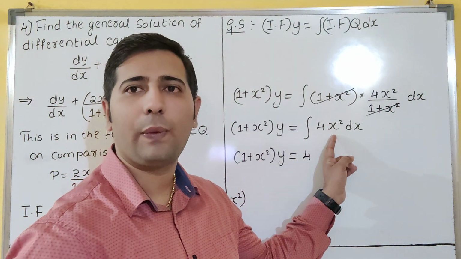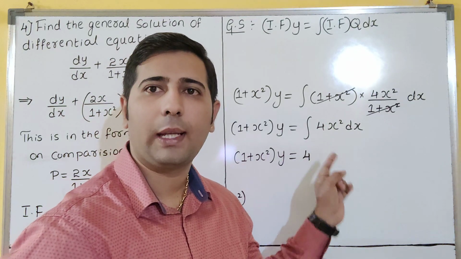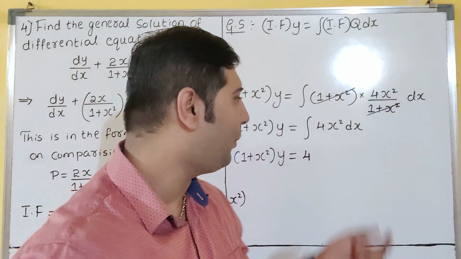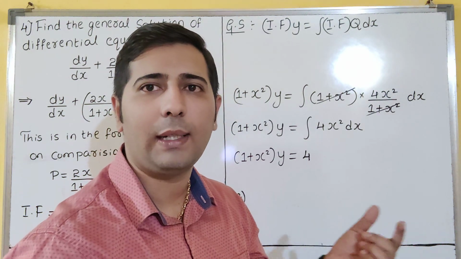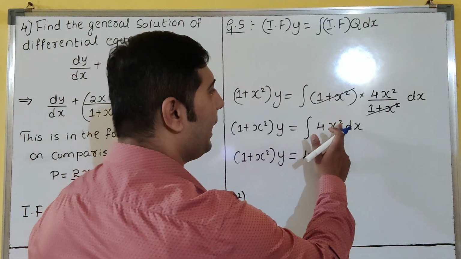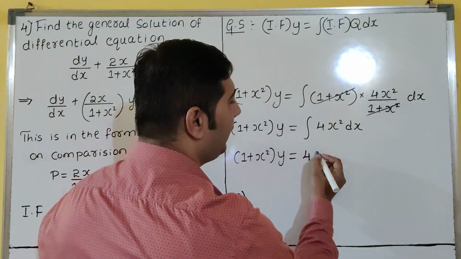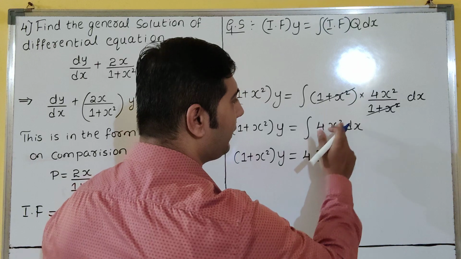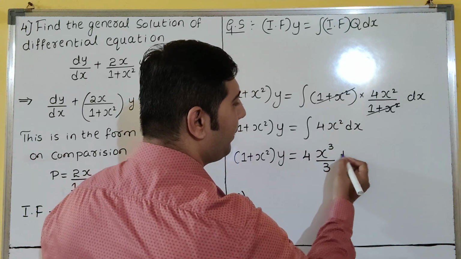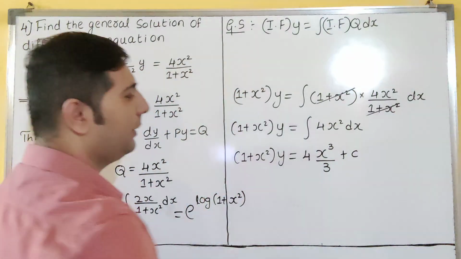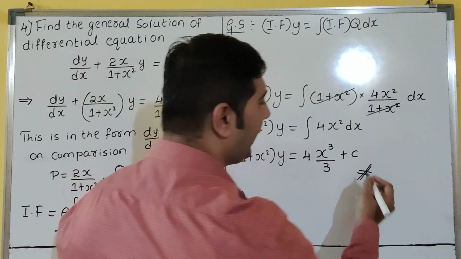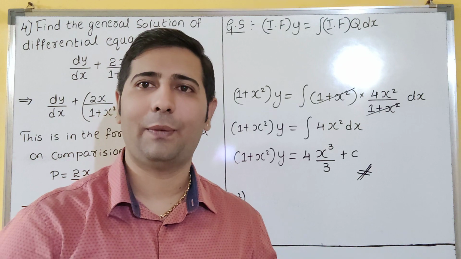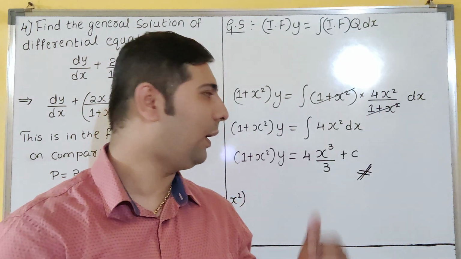What is the integration of x square? X square looks like x raised to n. Integration of x raised to n, you know that: x raised to n plus 1 divided by n plus 1. Here x raised to n plus 1 means 2 plus 1 is 3, and divided by n plus 1 means 2 plus 1 is 3, plus c. This is the required answer, my dear students. You get 5 marks in the board exam if it comes. Fine, so we'll continue with the next question.